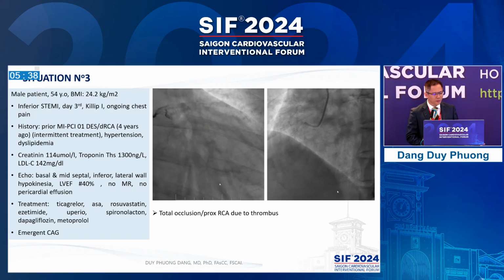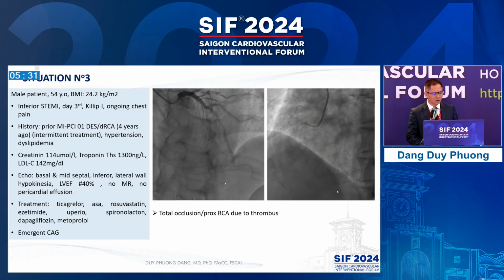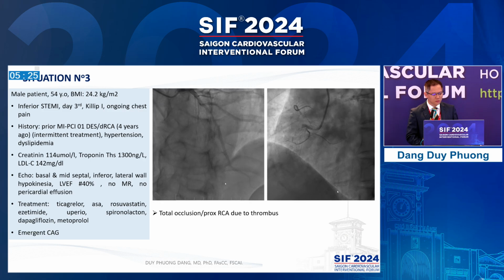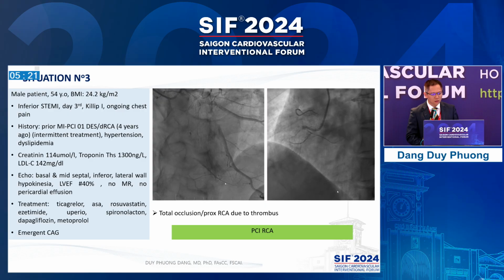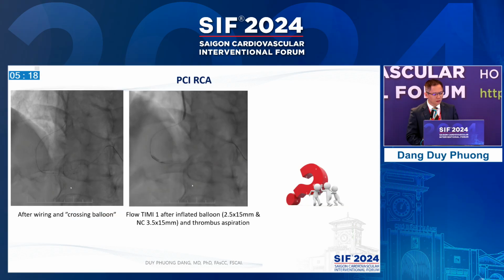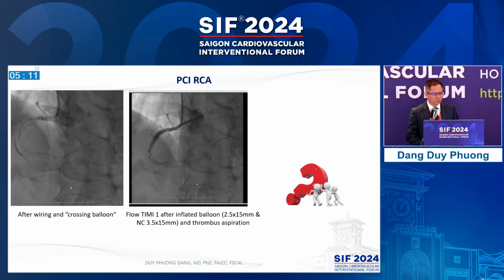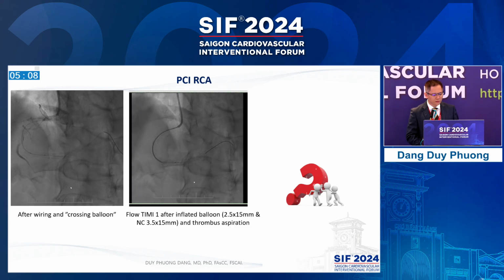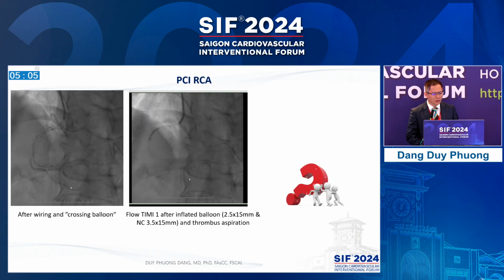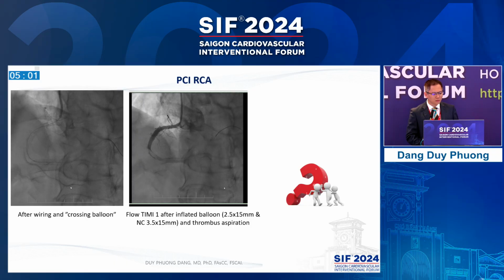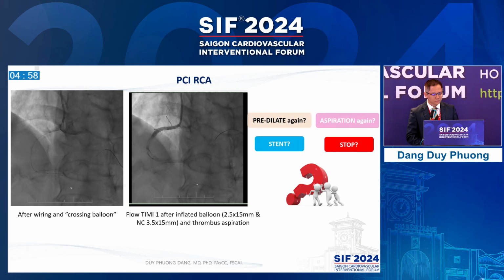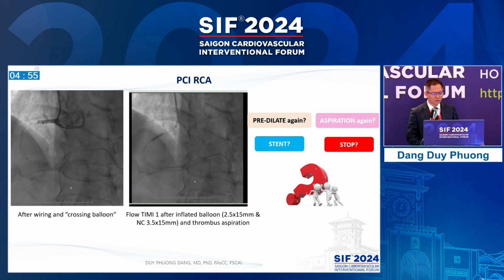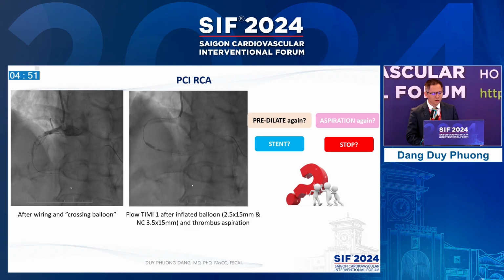In this situation, the patient had an old stent in the RCA 4 years ago, and now has STEMI again. Day 3, clip 1. The angiography shows total occlusion in the proximal RCA. After wiring and crossing balloon, TIMI flow is very low. We use a 2.5 balloon and NC balloon 3.0 and thrombus aspiration many times, but the thrombus is too much. What should we do now? Redilate again, aspirate again, stent, or stop?